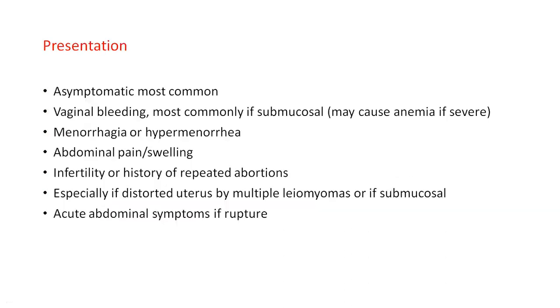In terms of presentation, it can be totally asymptomatic, or sometimes it can present with menorrhagia, hypermenorrhea, abdominal pain, or swelling. Sometimes the female has a history of repeated abortions or infertility, or when the leiomyomas are pedunculated, they can undergo torsion and present with an acute abdomen, or they can cause vaginal bleeding as well.